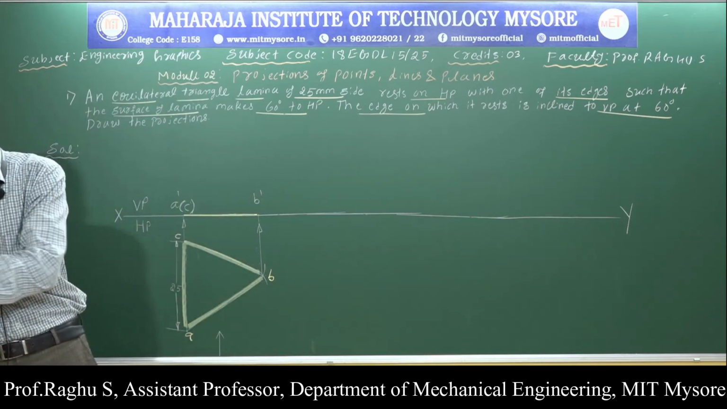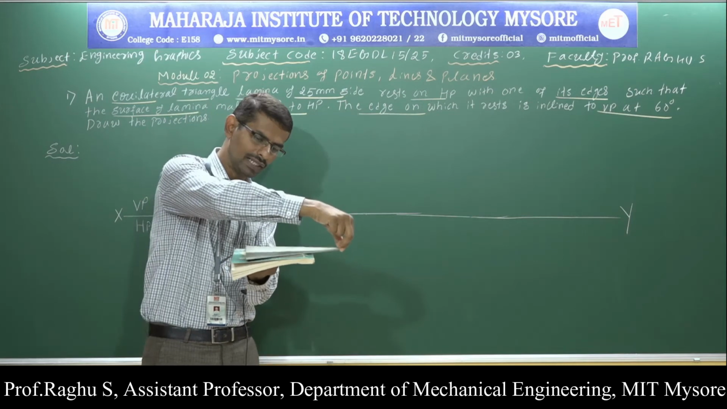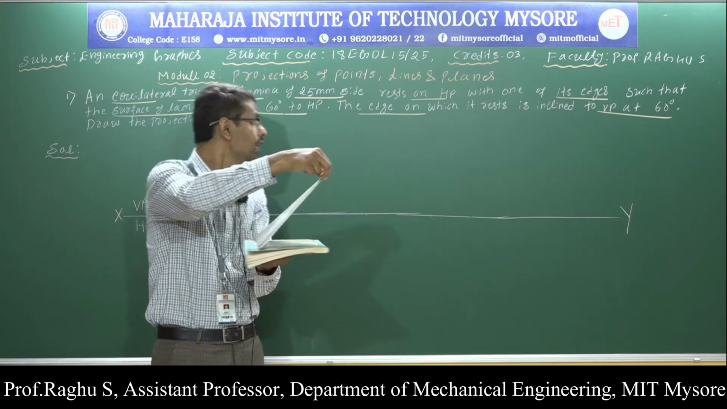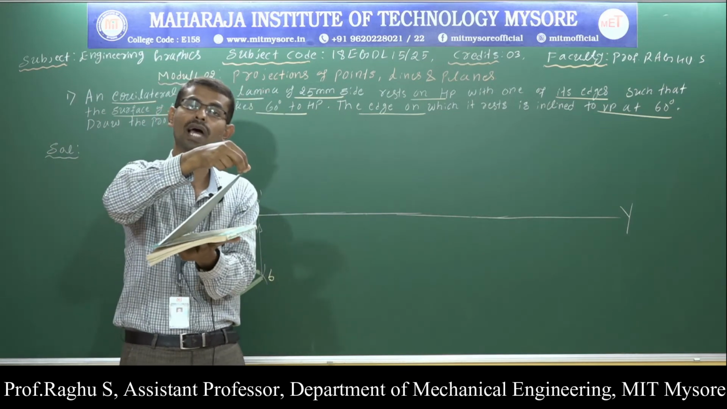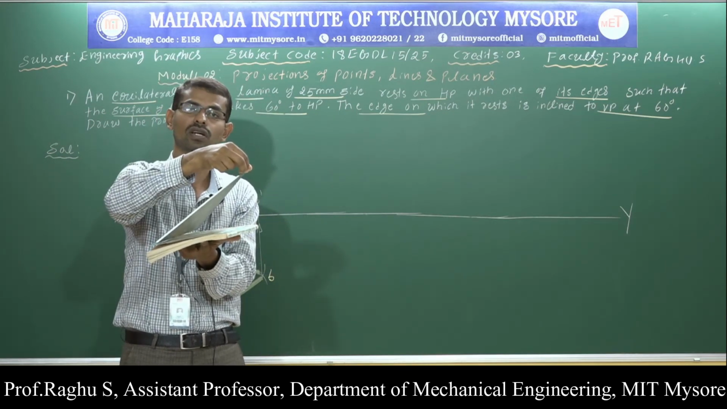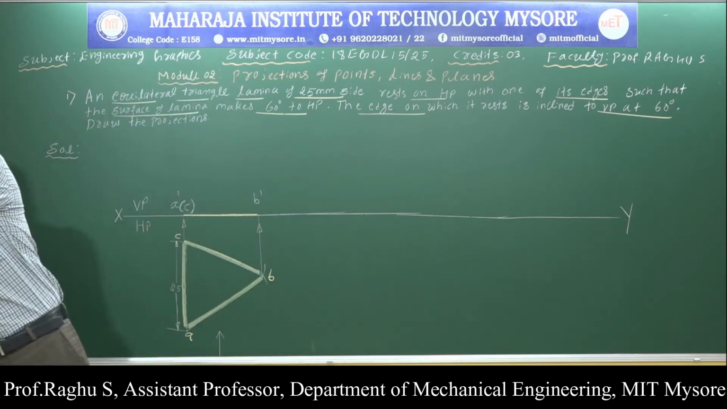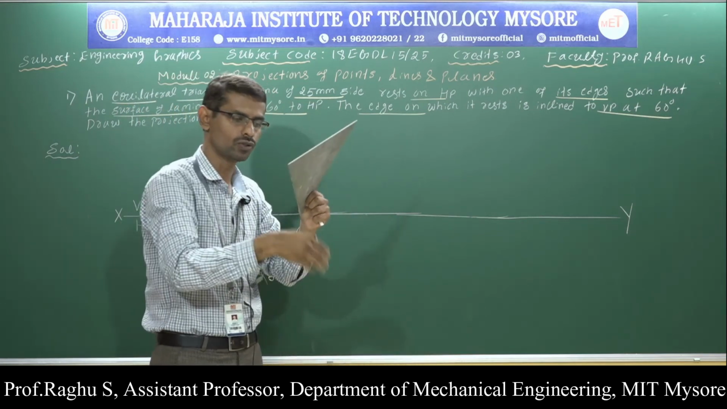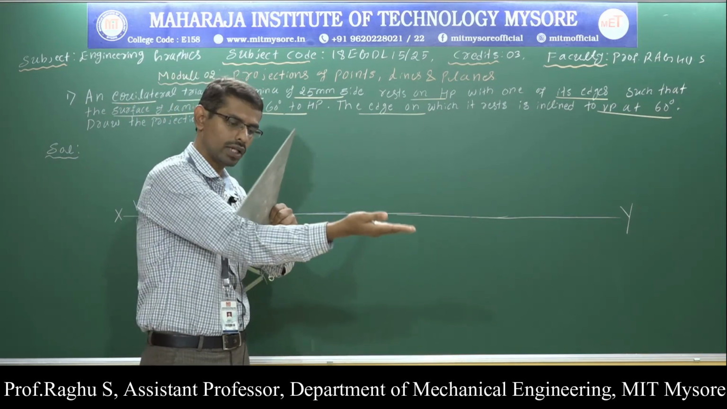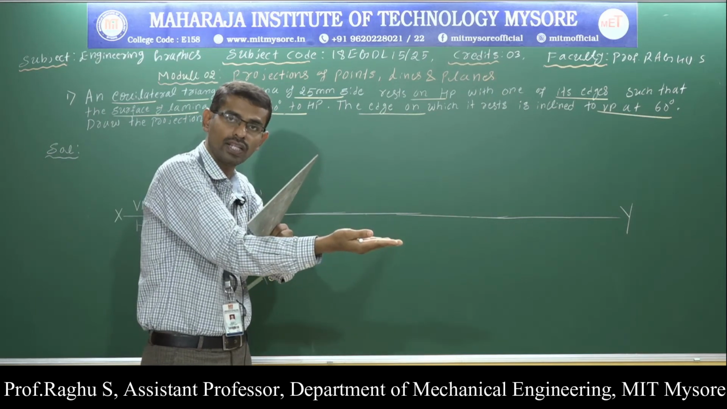Here in the second position, after completing the resting position, next you tilt the lamina such that the lamina inclines 60 degree with respect to HP. There is a difference between lamina inclination and side inclination. Lamina inclination means the entire surface inclination. Assume this floor as a horizontal plane. Here this entire surface makes an angle 60 degree with respect to HP.